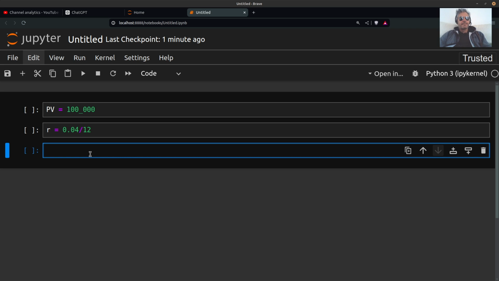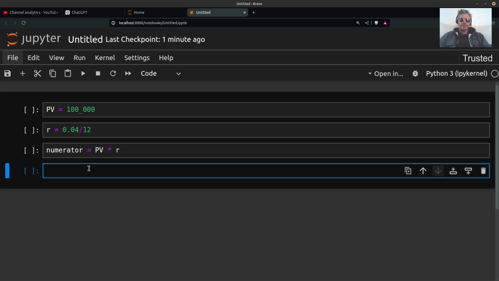So then we're going to say the numerator, so that's the bit on the top of the fraction, equals PV times R. Then the denominator, which is the bit on the bottom, equals, and then this is the formula, so you just need to know this or learn it from this video.